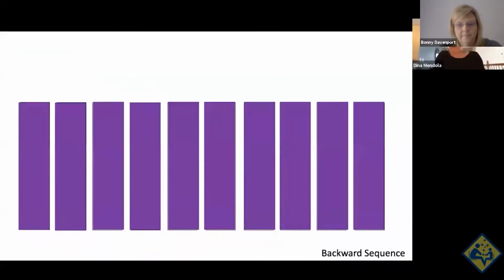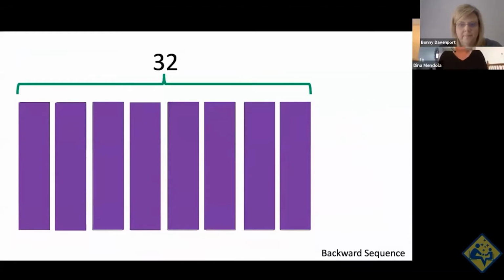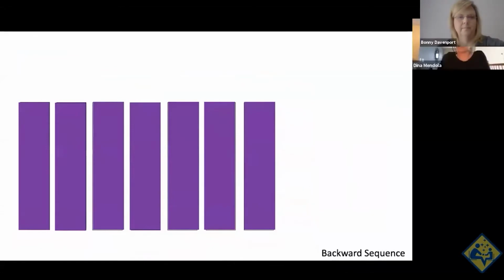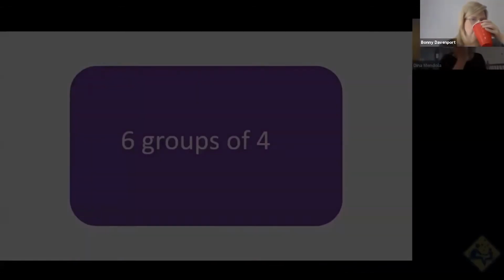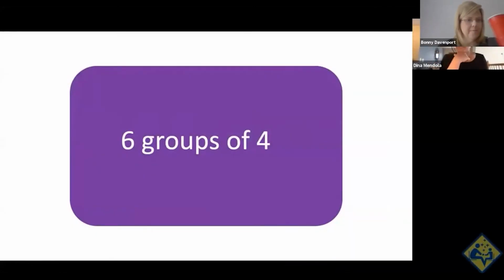All right, so let's do the same thing, but we got to go backwards, right? So we're going to start with all of our 40, but I'm going to take some away so that we only start with 32 this time. So what if I take away one strip of 4? If you took away one strip of 4, you would have 28. All right, what if I took away another strip of 4?